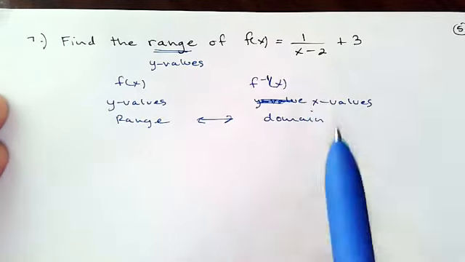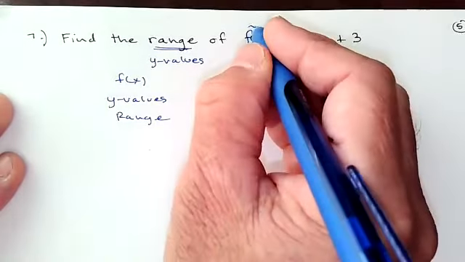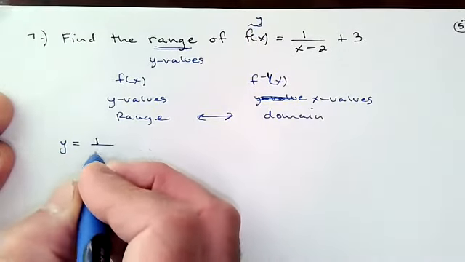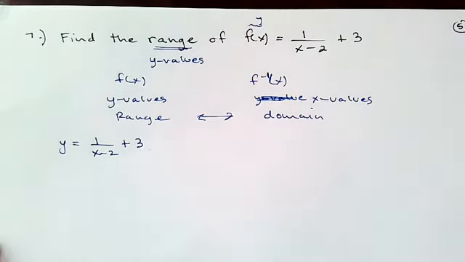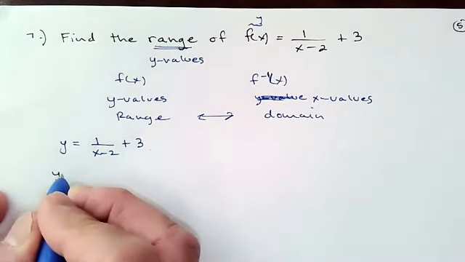Okay, so let's go ahead and find the inverse. So I'm going to take this function, f of x is really y, so let's move this down here. y is equal to 1 over x minus 2, plus 3. I want to solve for x. So I'm going to subtract the 3 over.